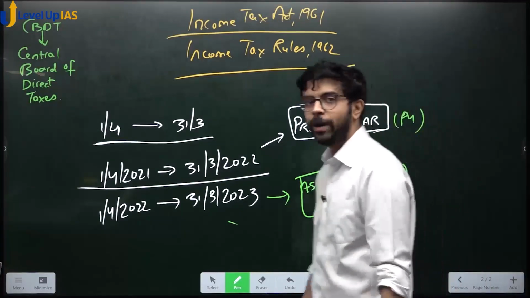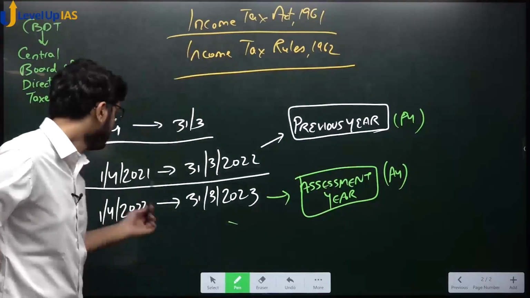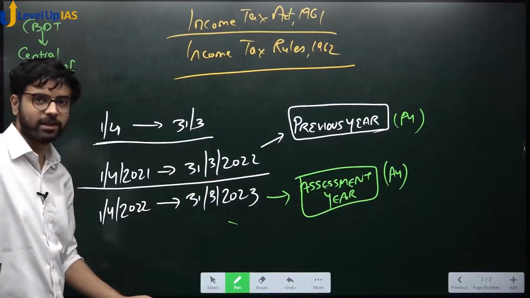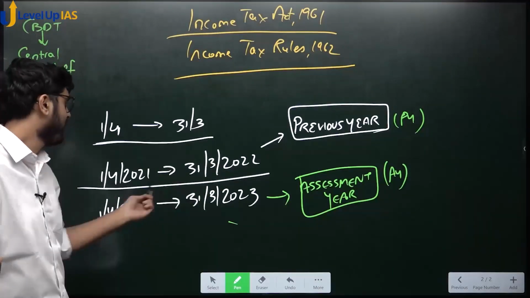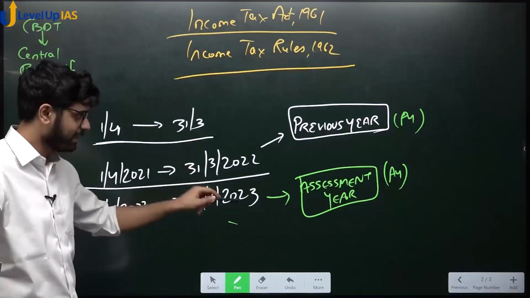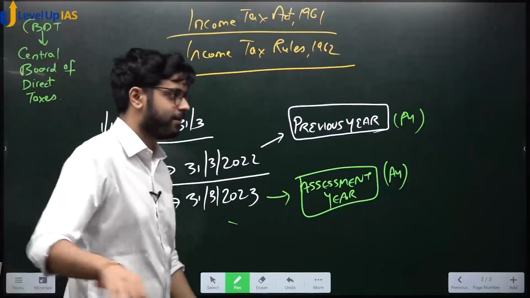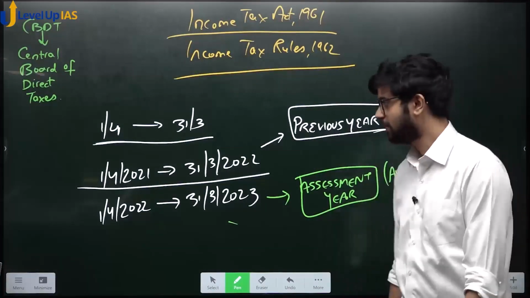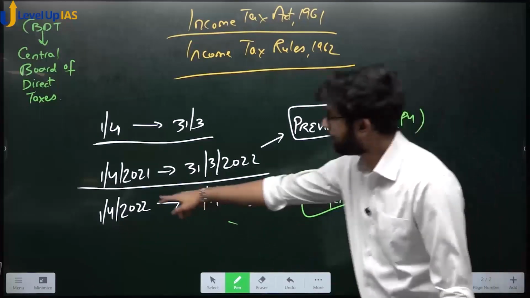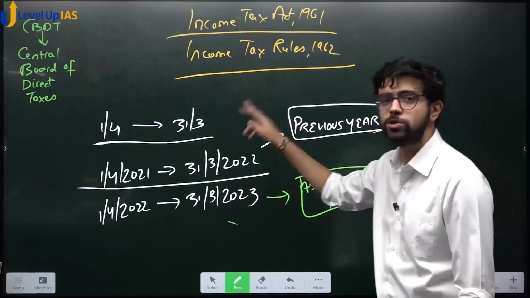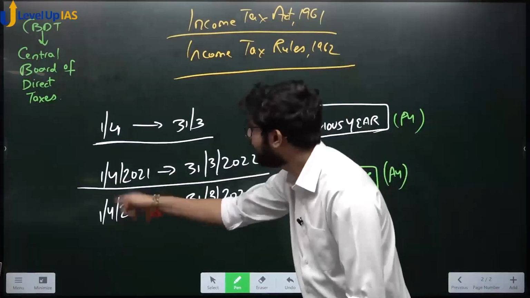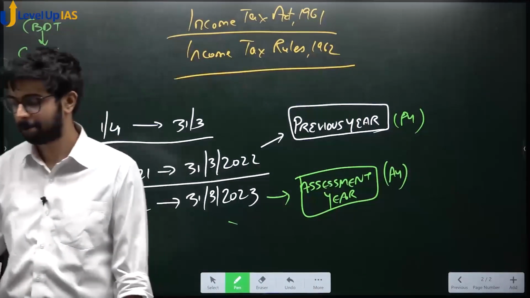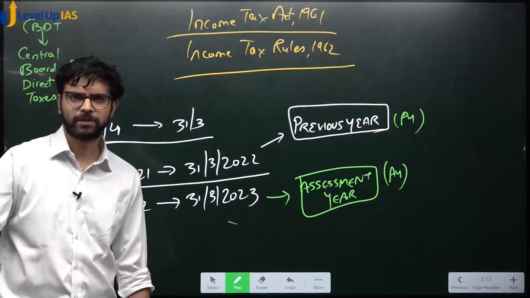Right? Now a quick question. 1st April 2021 to 31st March 2022, I am earning income in this year? Yes sir. That becomes my previous year. Can I not say this year, 1st April 2021 to 31st March 2022, is the assessment year for the last previous year? Sir, what are you saying? Why are you confusing us, sir? Can I not say that 1st April 2021 to 31st March 2022 is also the assessment year for the income earned in 1st April 2020 to 31st March 2021? Right? Okay, simple.